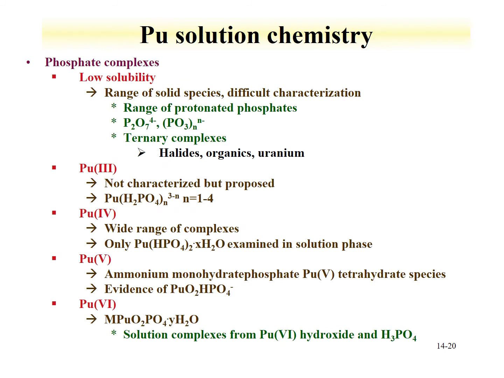Phosphate complexes have extremely low solubility. There's a range of species, so the characterization is difficult. And this has to do with the fact that the ligand is also changing. The phosphate can have a number of different forms.